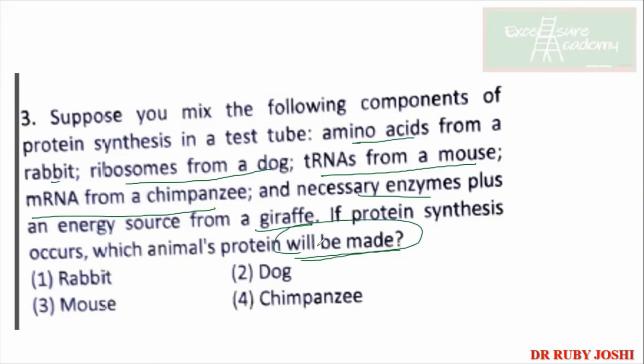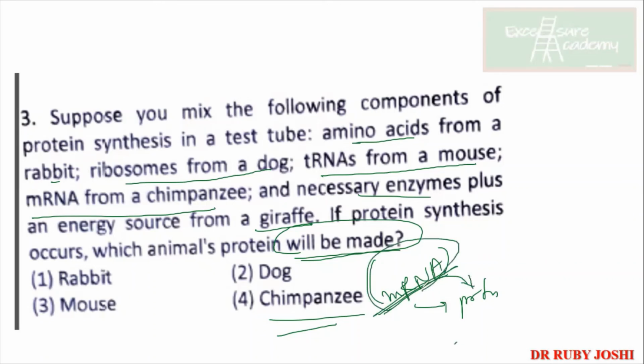Whose will it be? Rabbit, mouse, dog, chimpanzee. What will the answer be? Chimpanzee. Correct, chimpanzee. Why? Because its mRNA is going to code for your protein. Where you got the amino acids from or the tRNA from does not matter. It is the information present in the mRNA which is going to get converted to proteins. And whose mRNA was taken? Of the chimpanzee. So you get answer 4. Correct.